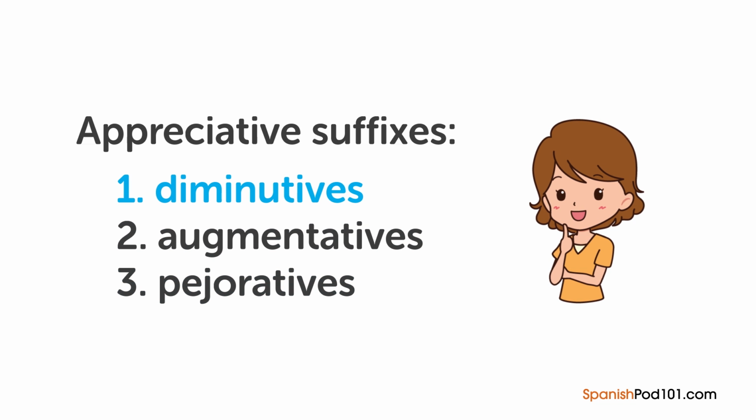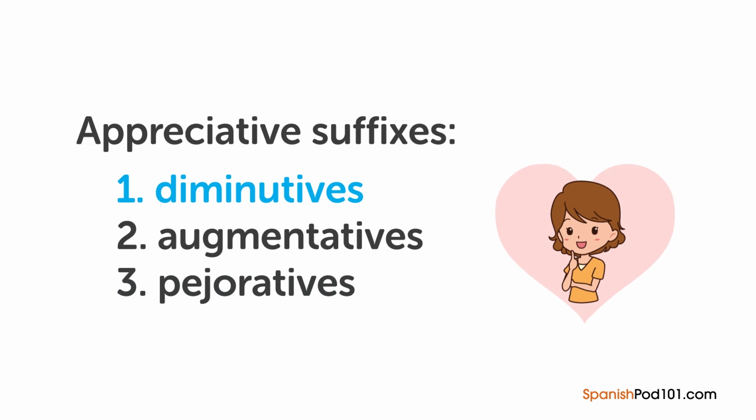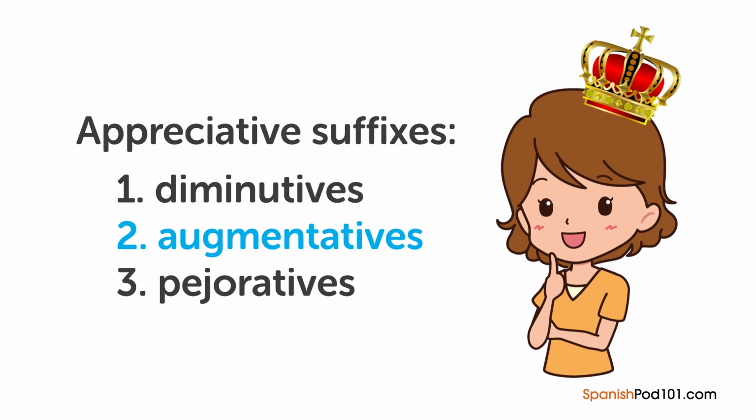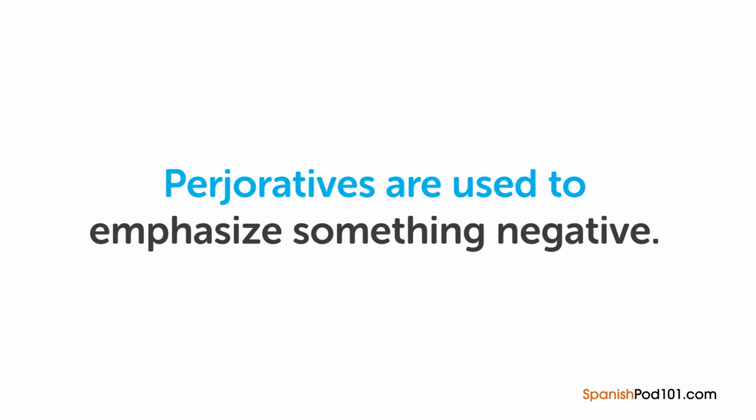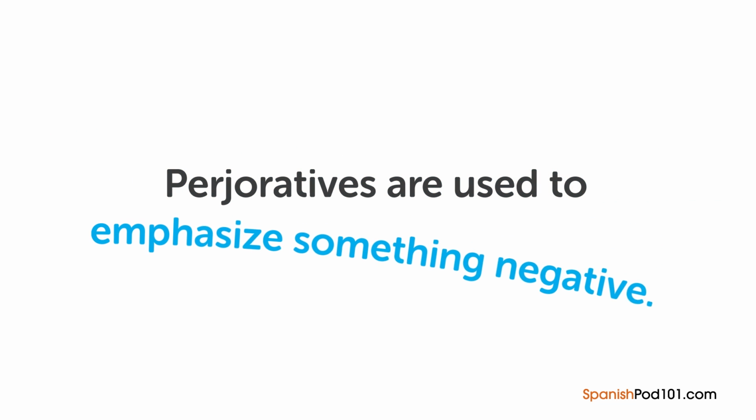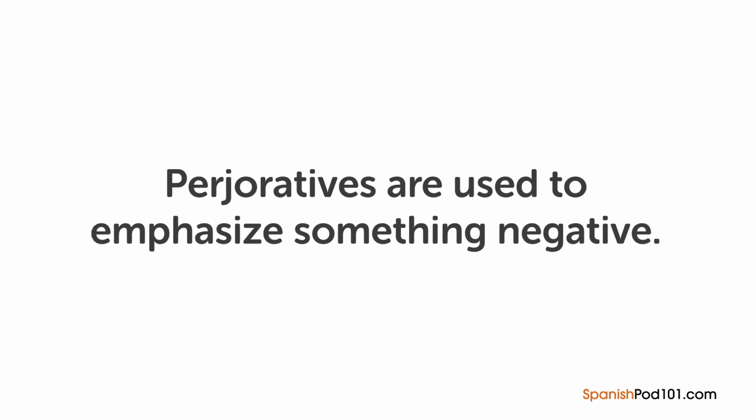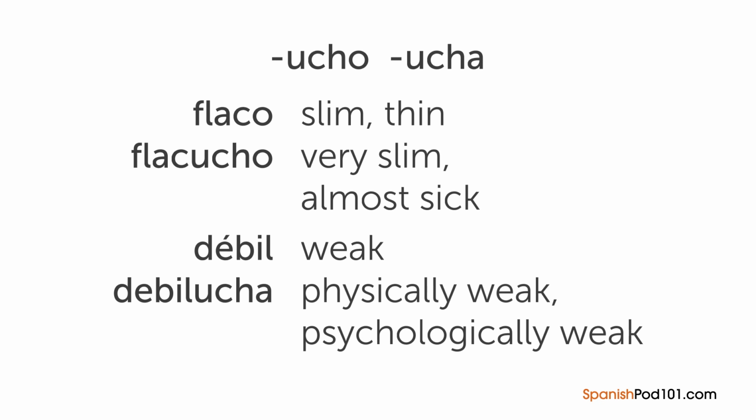You may already know diminutives make something smaller or affectionate, and augmentatives make something bigger or important. So, what do pejoratives do? Pejoratives are used to emphasize something negative. We'll go over the most common ones in this lesson. Let's go over some examples so you can learn how to use pejoratives correctly.